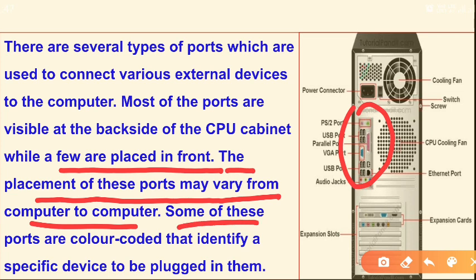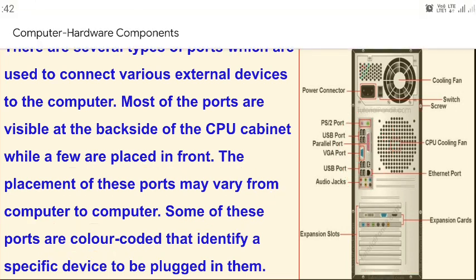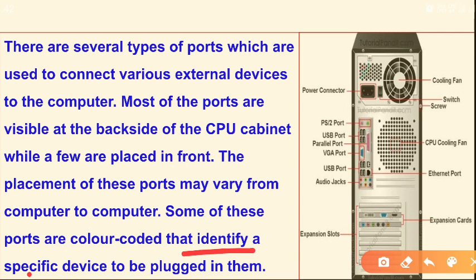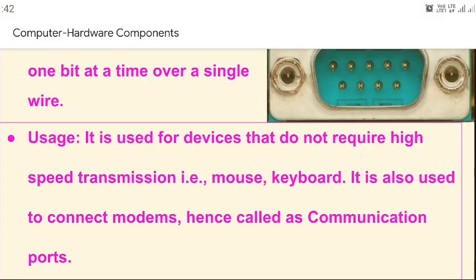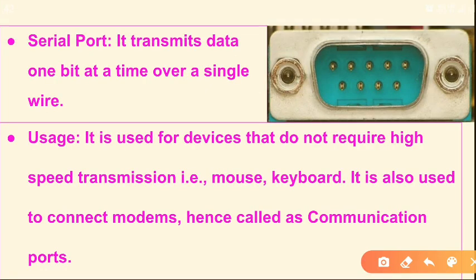Some of these ports are color coded. That means they have different colors. You can see this is a pink color, this is a blue color, a green color, and so on. They are color coded to identify a specific device to be plugged into them. So according to the device that should be attached to it, they are color coded. Now let's talk about the different ports that are present on our computer.